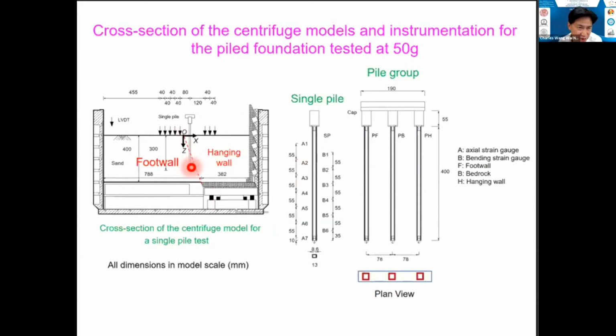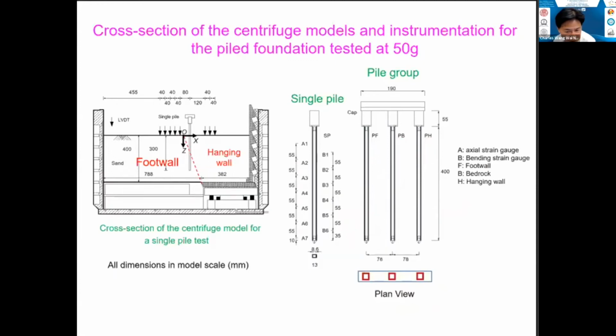Now, all the tests I present today were conducted at 50 G, 50 times gravity. On the right-hand side here is the 1/3 pile group. You can see on the left, we call PF on the footwall side, and on the hanging wall side is PH. In the middle is called PB.